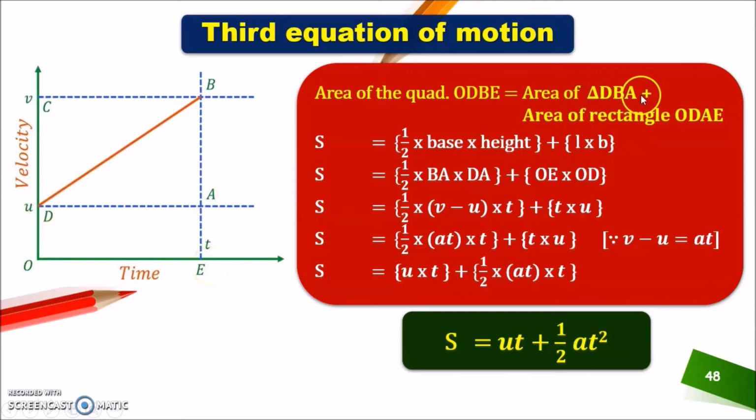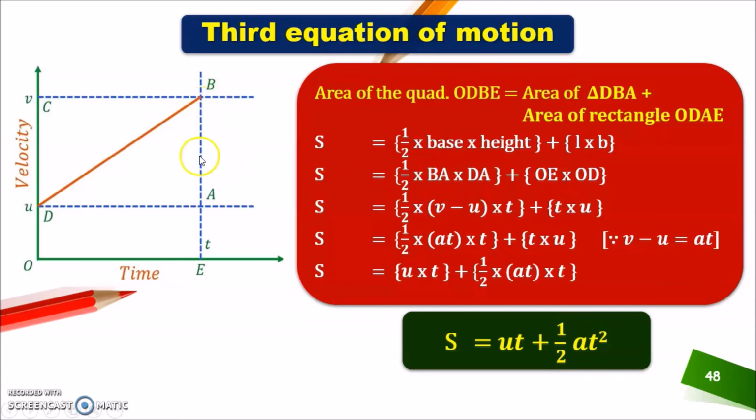So what is the formula for the area of a triangle? Half base into height. And what is the formula for a rectangle? L into B, right? So half base into height, what is the base here? BA, and height DA. And for the rectangle, length is OE and height is OD. Now substituting the values of BA, DA, OE and OD in this equation.